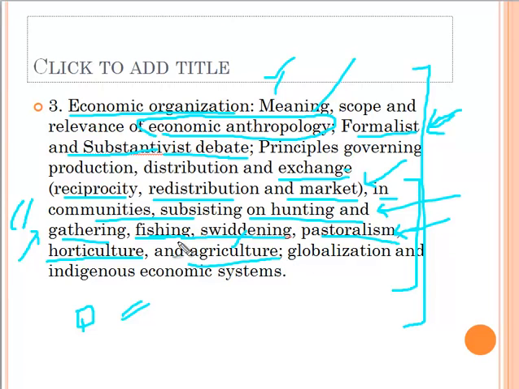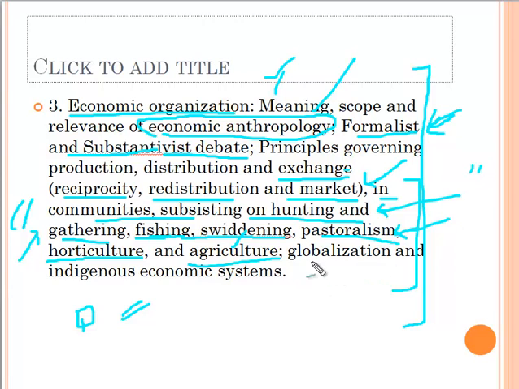So these are different types of societies, and you have to learn three things: their characteristics, the types of tribes, the examples, and what are the different areas in which they are surviving right now. So all this we will learn in this particular chapter.